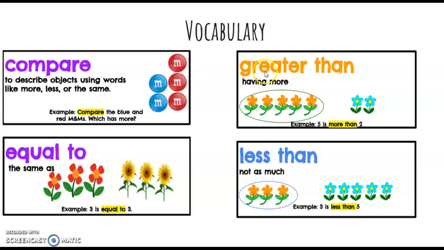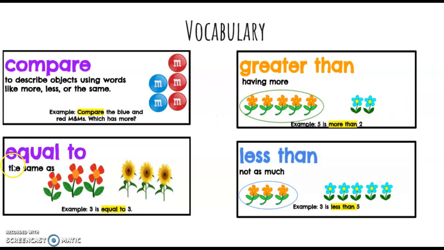Then we have greater than, and greater than means having more. If you look at the example, they circled the set of objects that has more. So we know greater than means more. When we use comparative language, just using the sets of objects, we could say the orange flowers are greater than the blue flowers.